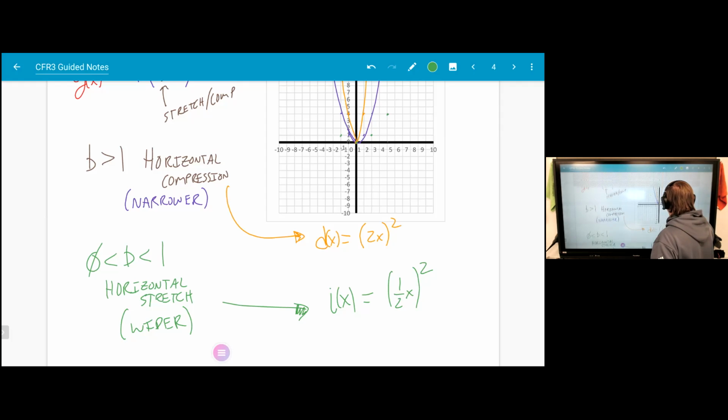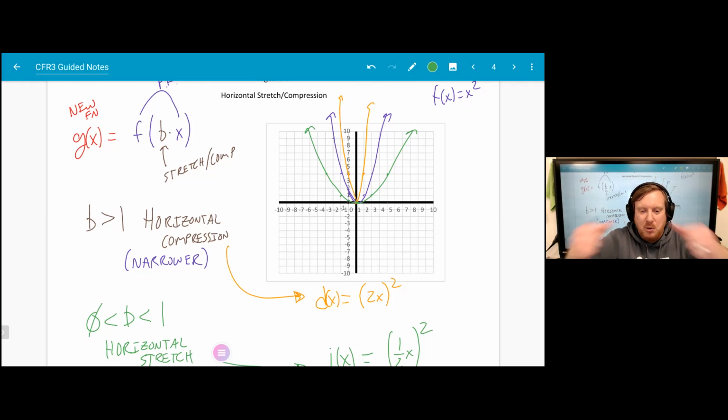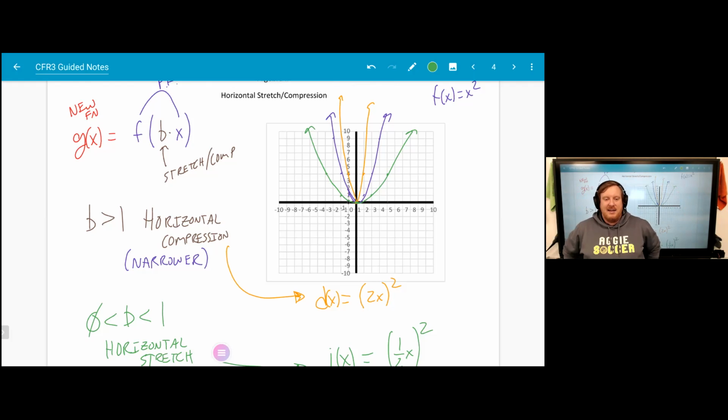So look at this guy. I said it was going to be wider. Was I right? Yes, I was. It is wider. So that value in there makes a horizontal stretch. It's stretching it out, not compressing. Okay, whew, that's a lot. That takes care of 4 of the possible 6 transformations you could have for any function.